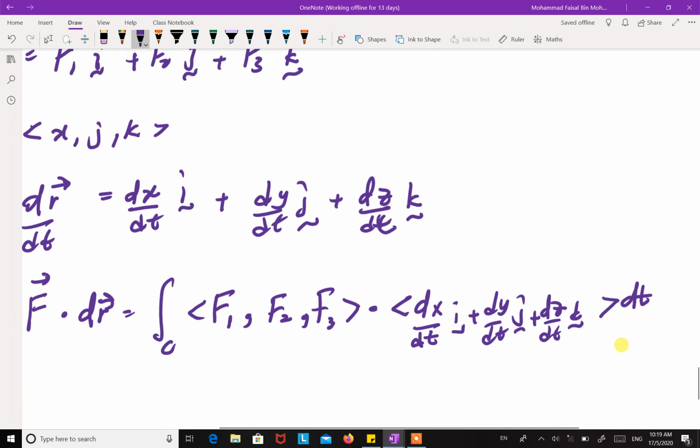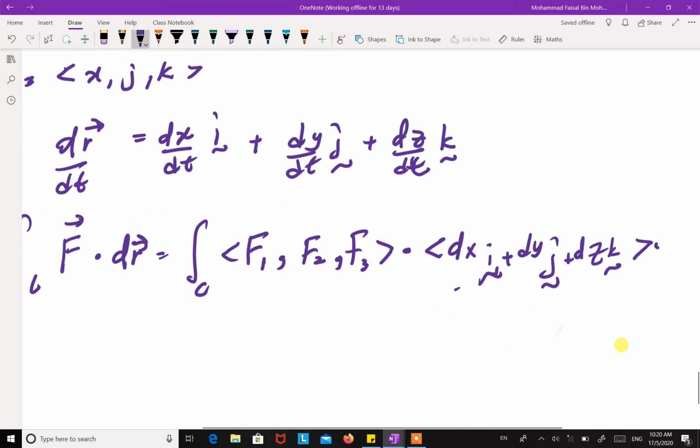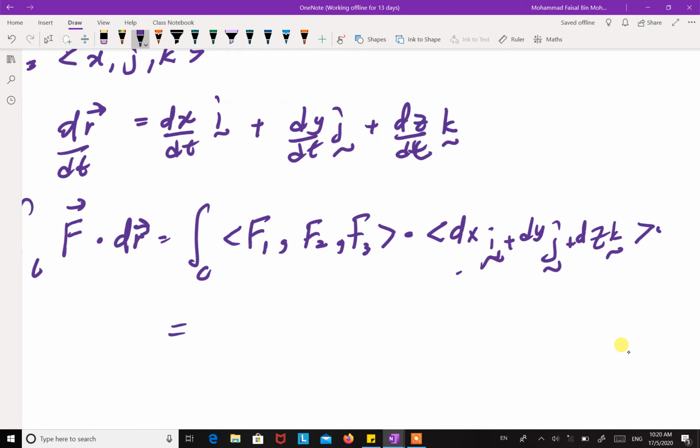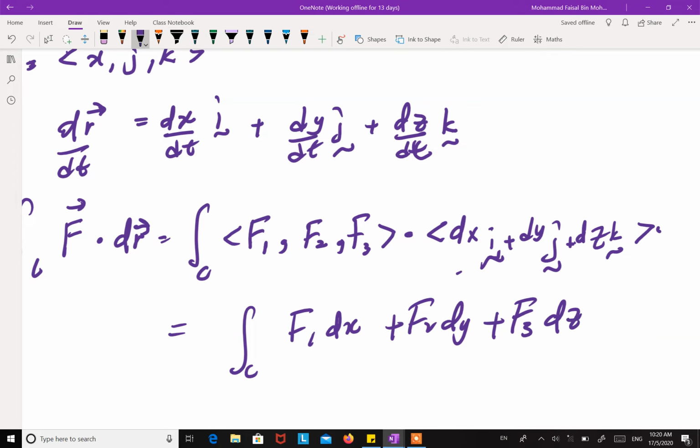So I think there's no dt here. So we just eliminate this to avoid any confusion. So we have dz here, k, this is i. So you can write this as f1 dx plus f2 dy plus f3 dz, because this is a dot product, so we leave it like this.